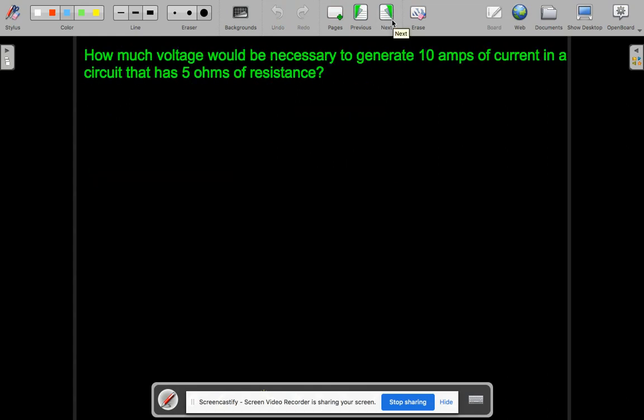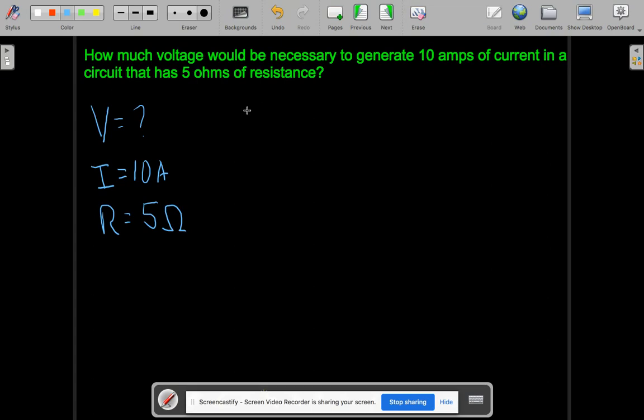How much voltage would be necessary to generate 10 amps of current in a circuit that has 5 ohms of resistance. So we're looking for voltage. That's our question mark this time around. It generates 10 amps of current, so I is equal to 10. And then the resistance, R, is equal to 5 ohms. Funky little hat thing.